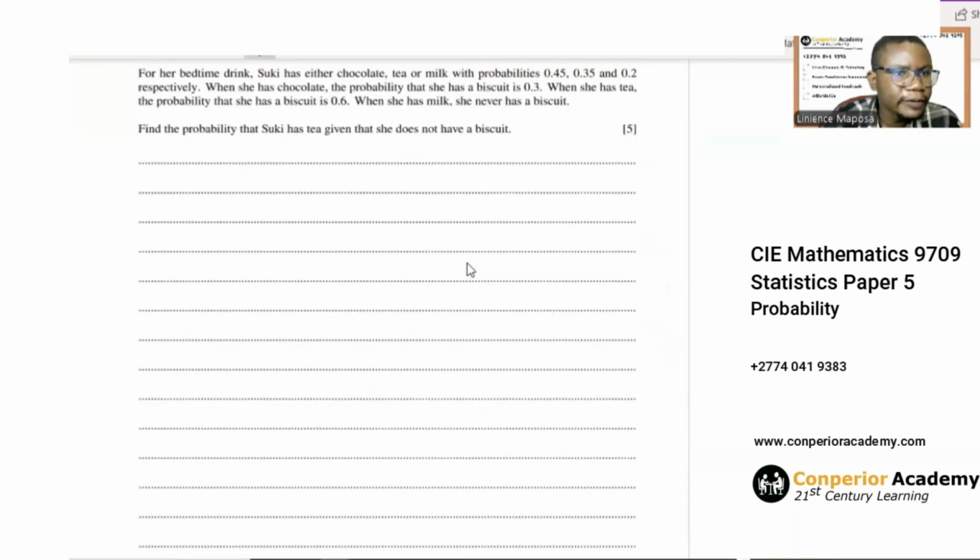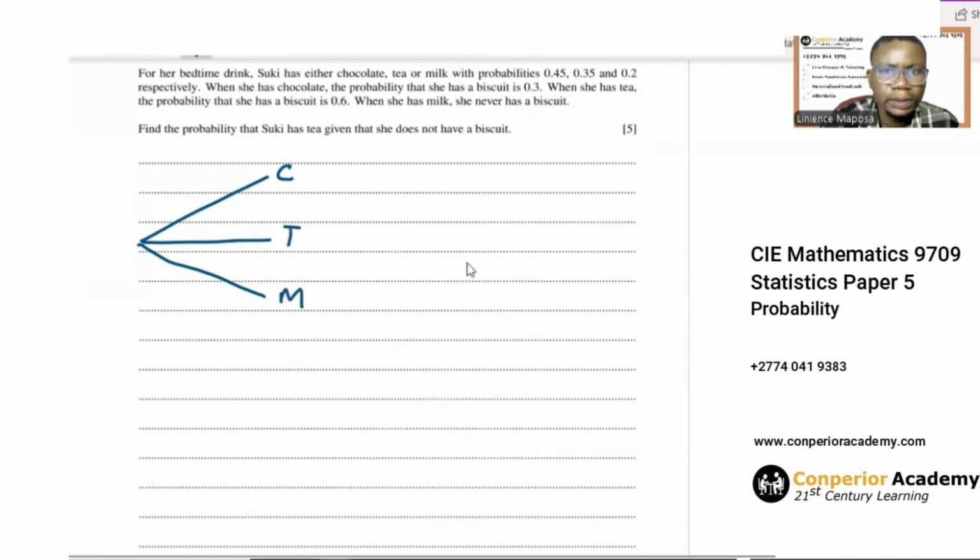Okay, so here it says for her bedtime drink, Suki has either chocolate, tea, or milk with probabilities of this. So this is again a tree diagram situation. I can just say this will happen. She will either have chocolate, she will have tea, or milk. The probabilities are respectively chocolate is 0.45, tea is 0.35, and then milk is 0.2. These probabilities must add up to 1.